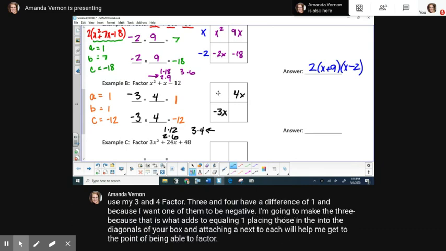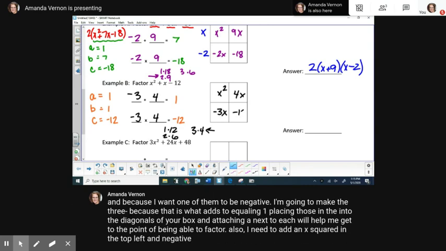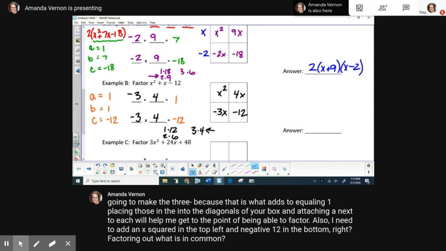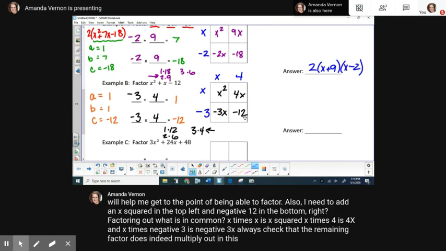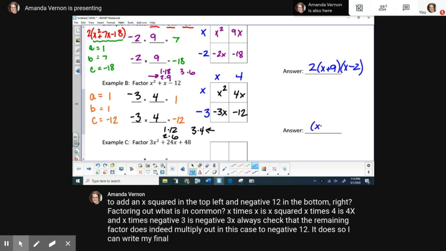Also, I need to add in x squared in the top left and negative 12 in the bottom right. Factoring out what is in common, x times x is x squared, x times 4 is 4x, and x times negative 3 is negative 3x. Always check that the remaining factor does indeed multiply out, in this case to negative 12. It does, so I can write my final answer of x plus 4 times x minus 3.